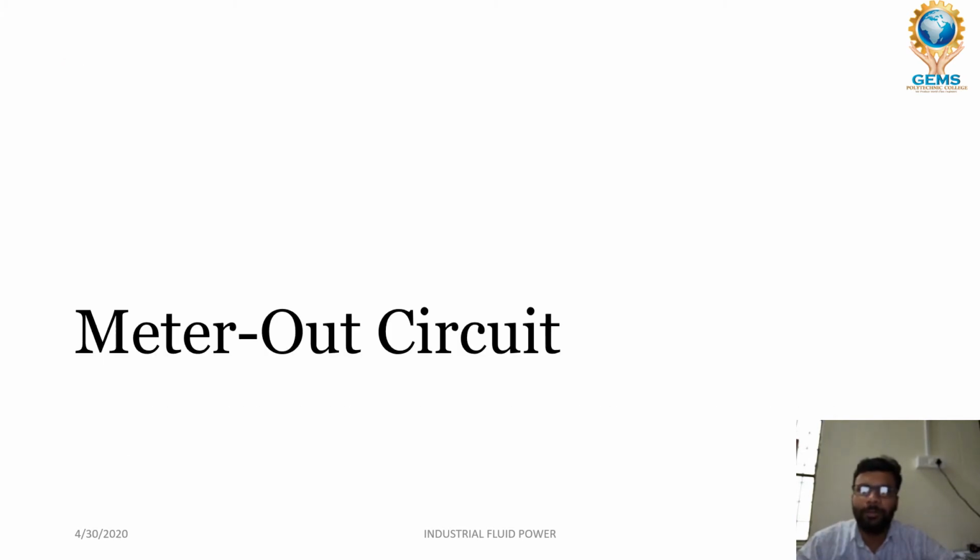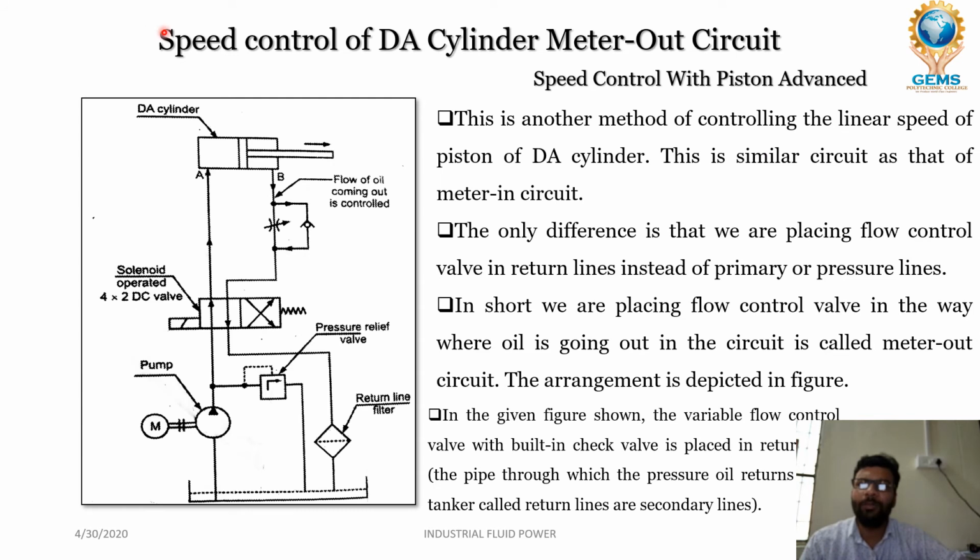Now let's see the meter out circuit. This is the speed control of a double acting cylinder, that is the meter out circuit, which controls the speed of the piston advancement movement. So this is another method of controlling the linear speed of the piston of a DA cylinder. This circuit is similar to the meter in circuit.